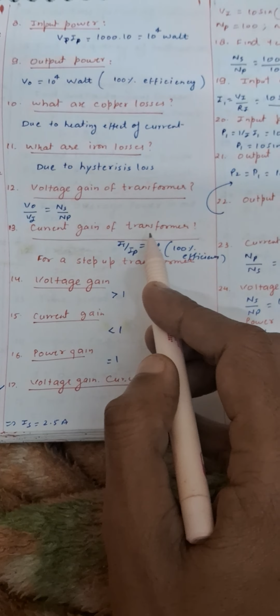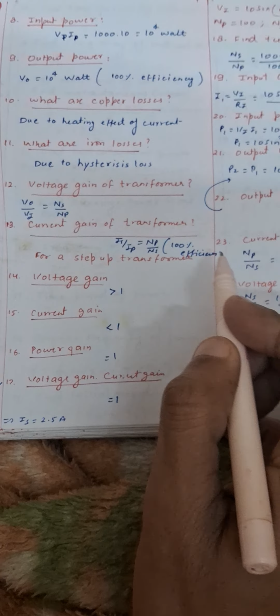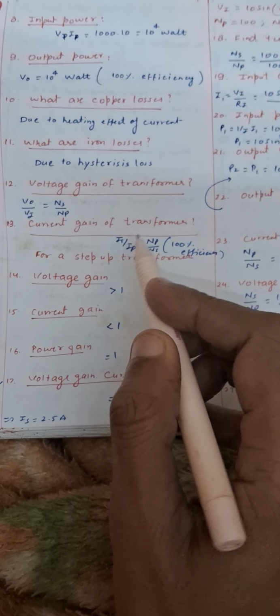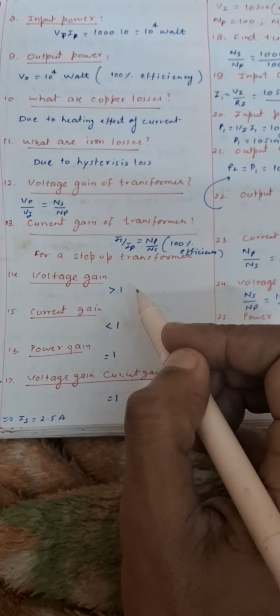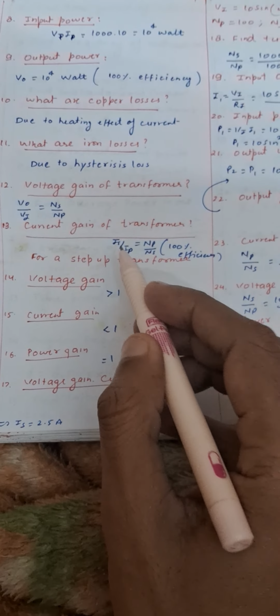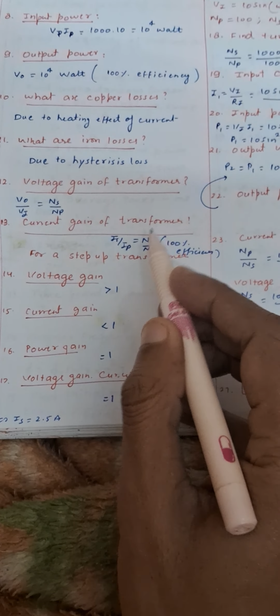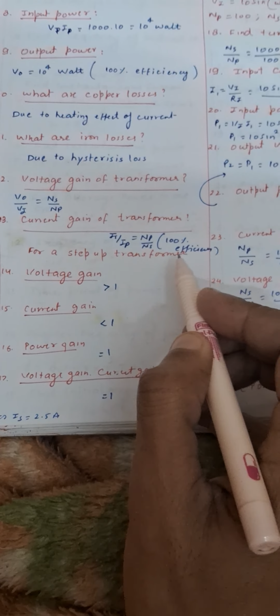Next is current gain of transformers. So here we assume that 100% efficiency is there. So input power is equal to the output power. From there we get I secondary by I primary as number of turns in primary by number of turns in secondary.